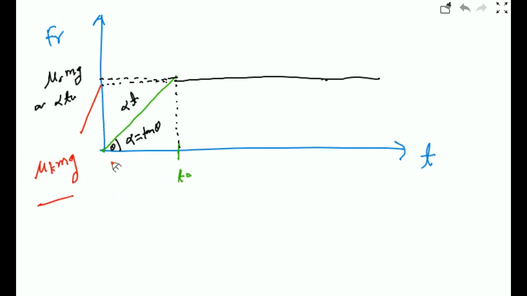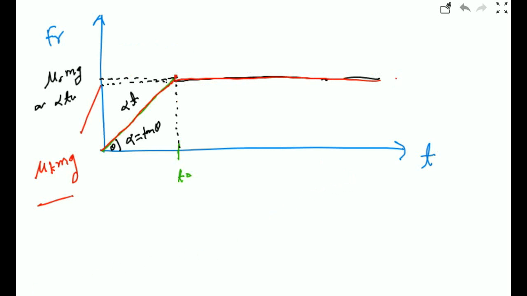So this is the graph you have. Before t naught, the friction force is equal to the applied force, and then it reaches the maximum static friction force at t naught. After that, the applied force is greater than the maximum static friction force, the particle will move, and the friction force will be kinetic. So this is the graph between friction force and time.